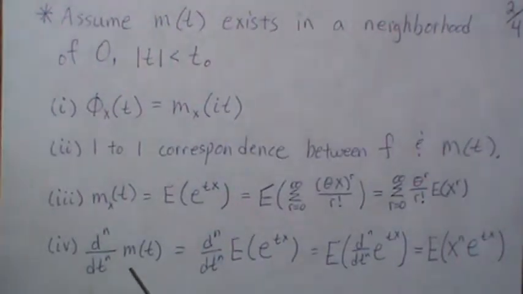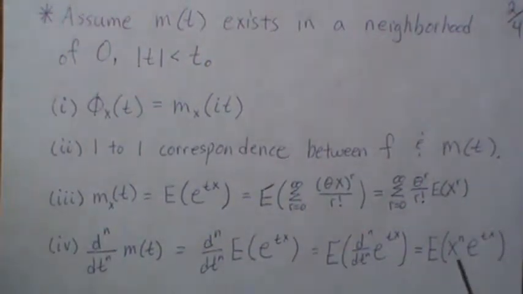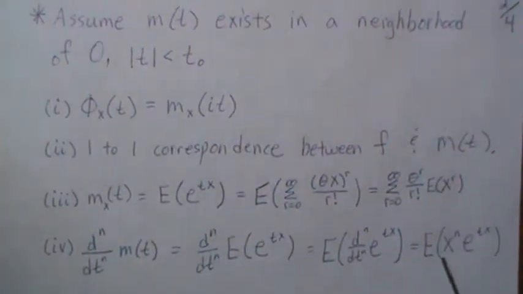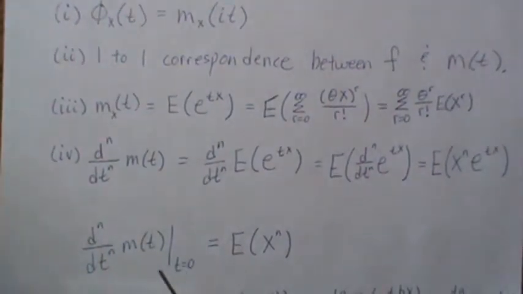If we take the nth derivative, it's this. Assuming we can take it through the expectation, we get this. And the nth derivative is this of the exponential function. And so if we evaluate the nth derivative at 0, we just are left with the nth moment of x.